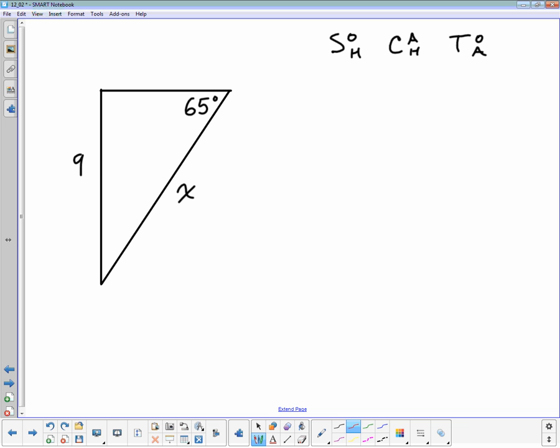9 is my opposite or adjacent or hypotenuse? It's opposite. X is my hypotenuse. So the sine of 65 is equal to my opposite over my hypotenuse. Okay, how do I get X out of there? Times both sides by what? By X.